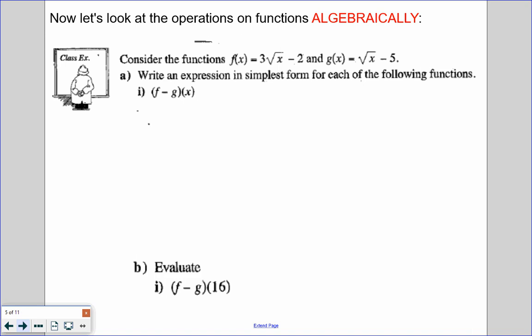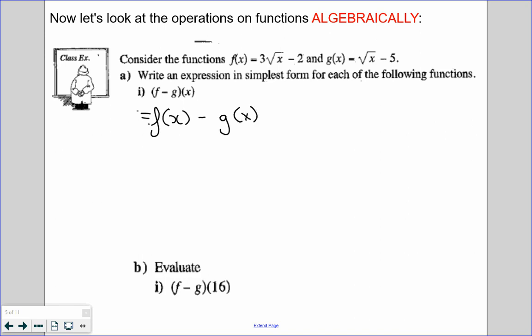So it says consider the functions f(x) = 3√x − 2 and g(x) = √x − 5. Write an expression in simplest form for each of the following. So f − g of x, so again, this means f(x) − g(x).